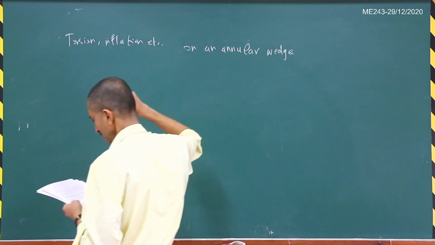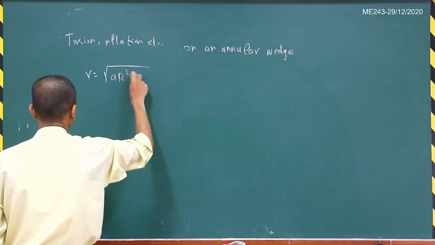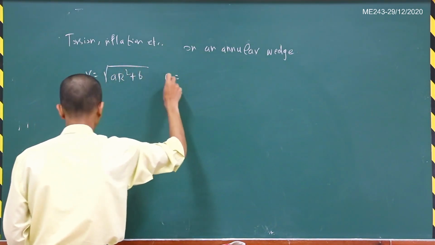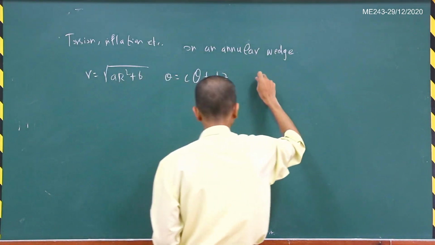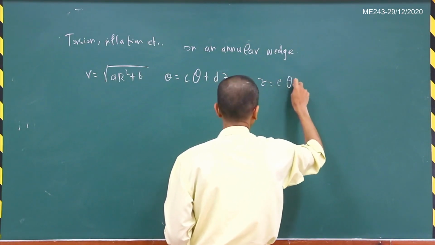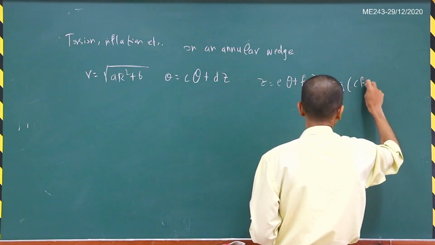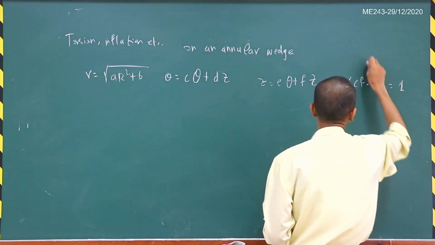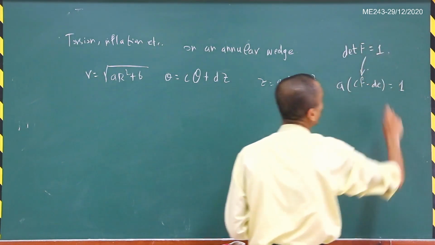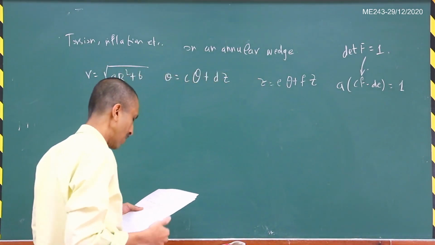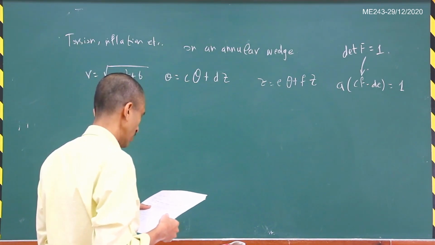So here the deformation is given by r equal to under root of a r square plus b, theta equal to c theta plus d z, and z equal to e theta plus f z, and a times c f minus b e is equal to 1. So this condition here is the isochoric deformation condition. That means the volume preserving condition, that your det F has to be equal to 1, because we are assuming that again the material is incompressible, and so this is the constraint here.